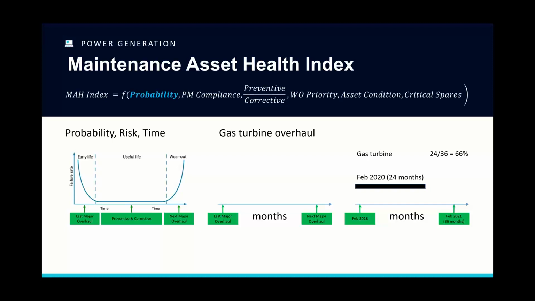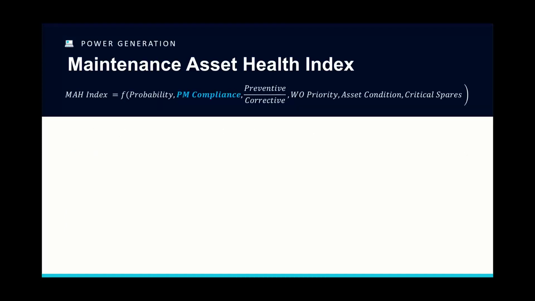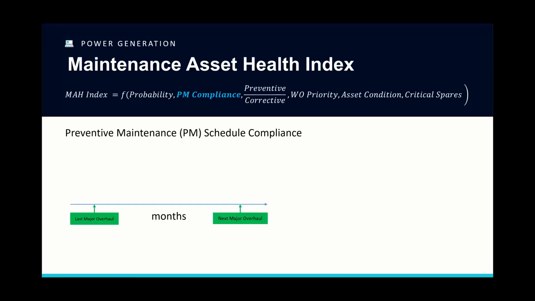Obviously, we can get all engineering here and look at all kinds of decay curves, and there's all that complicated math out there. We're trying to keep it very, very simple. Now, the next one, PM compliance. Very simple, right? Again, the foundation for all of these measures is that time lapse from my last major overhaul to the next one, right?